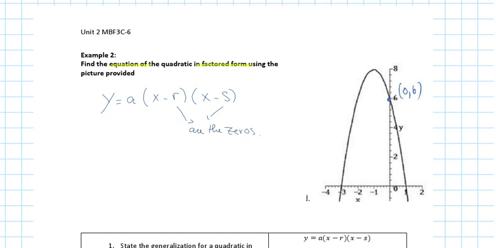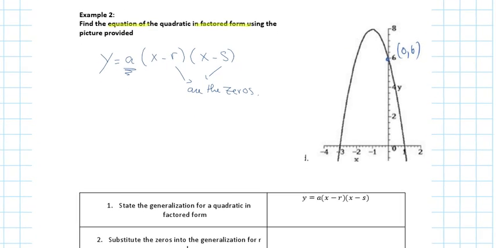Okay? So what I need to know are the two zeros. I need to know the zeros, and I also need to know another point so I can solve for a. Right? Like we did in the vertex form. With the vertex form, I needed to know the vertex and another point. In this case, I need to know the zeros and another point. So let's look at the steps.